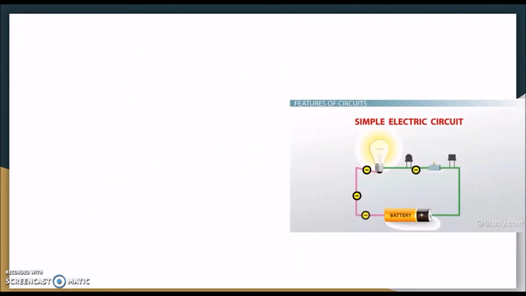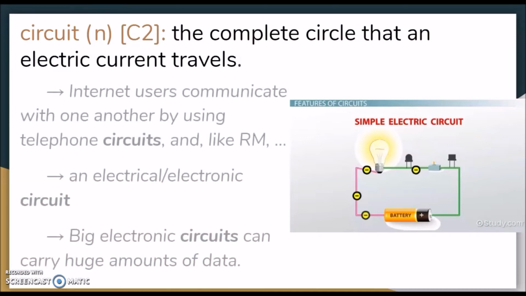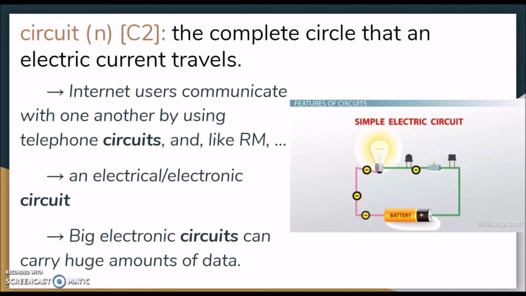Okay, the other one is circuit. So circuit is the complete circle that an electric current travels. Engineering guys, you will hear that word a lot when you go to your departments. Okay. Internet users communicate with one another by using telephone circuits, or an electronic circuit, right? So circuit is like that.